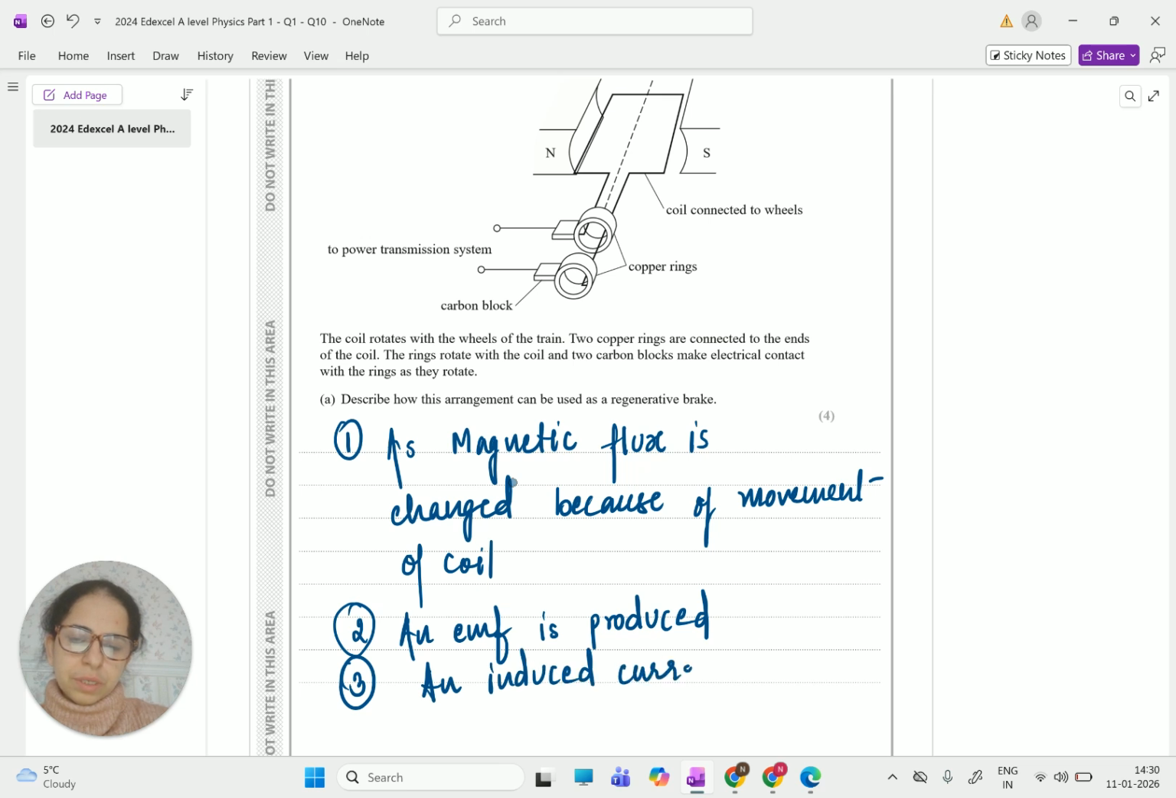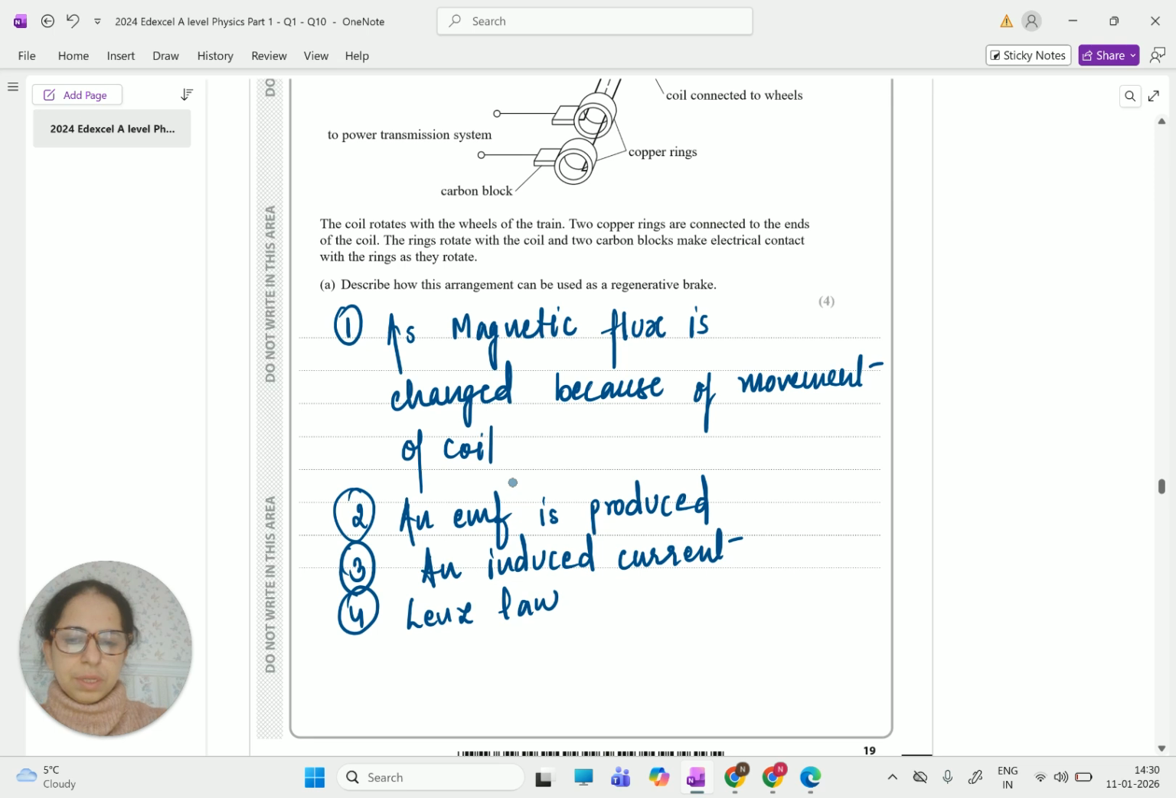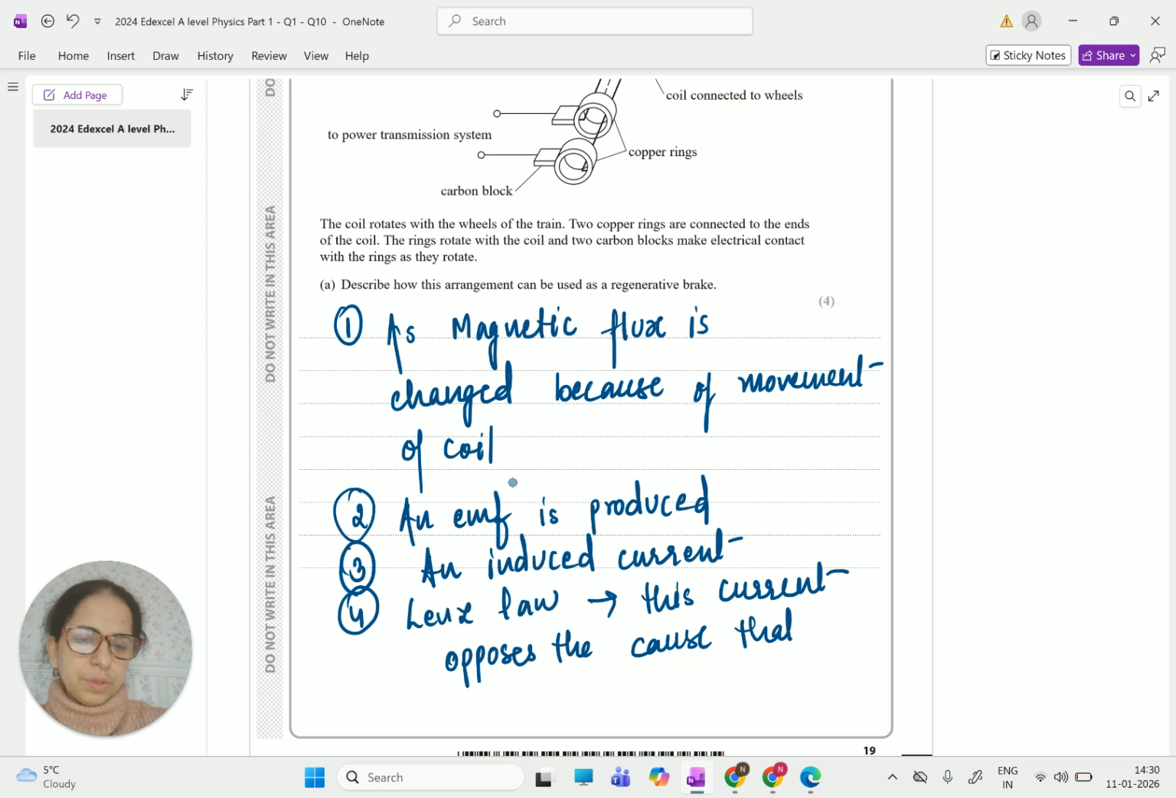Now this induced current, what does it do? According to Lenz's law, the induced current opposes the cause that produces it. What was the cause? The cause was the movement, so it opposes the movement. How does it oppose the movement? By braking it. Okay, so this is called regenerative braking.